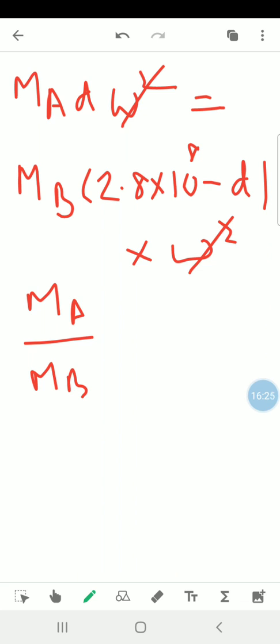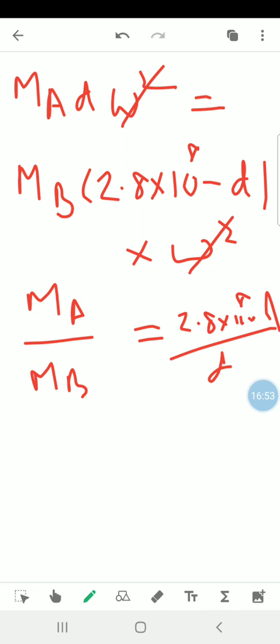Then, to get rid of D, I divide both sides by D. When I divide by D, D cancels out on one side, and on the other side 2.8 into 10 to the power 8 minus D is remaining, divided by D. When you simplify this, you will get D to be 7 into 10 to the power 7 kilometers.